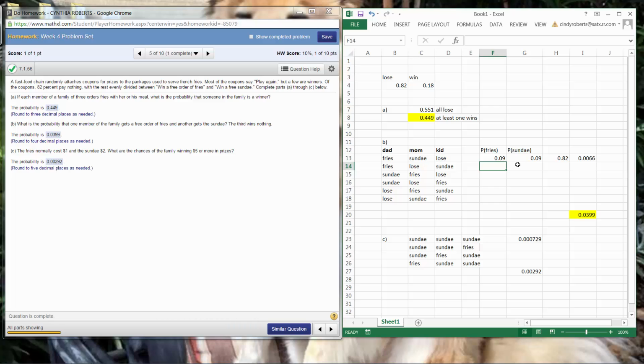Now you could do that for all 6 of these. So everywhere you see fries would be the 0.09. Everywhere you see sundae would be 0.09. Everywhere you see lose would be 0.82. And you could take and find all of those and add them all up. Or you could see that there's always going to be 2 winners and 1 loser. So what I did here is I said there's 6 different ways this can happen. So I just took the one way it happened and multiplied it by 6 to get this value.